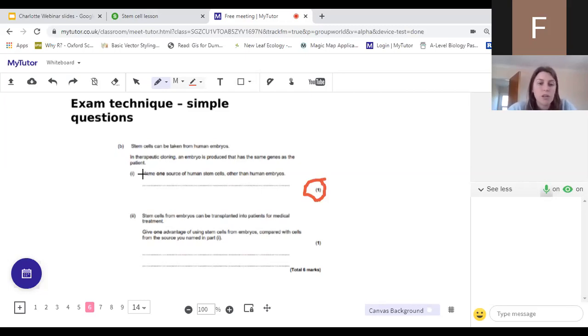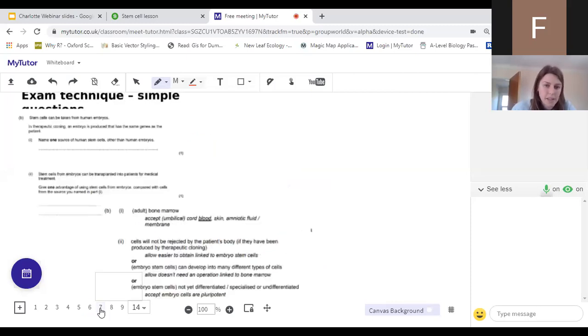So the first one says name one source of human stem cells other than human embryos. And then part 2 says that stem cells from embryos can be transplanted into patients for medical treatment. Give one advantage of using stem cells from embryos compared with stem cells from the source you named in part 1. 1 mark for that.